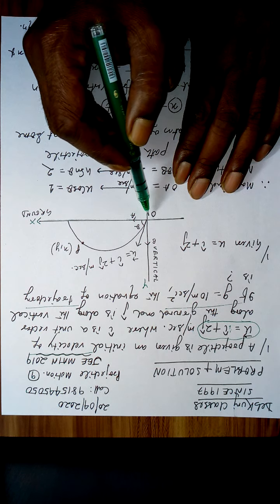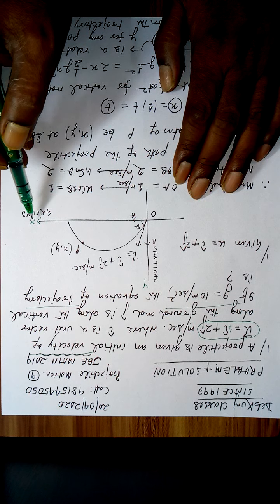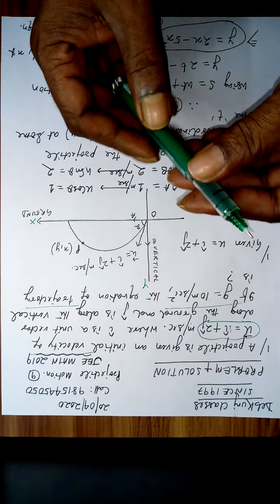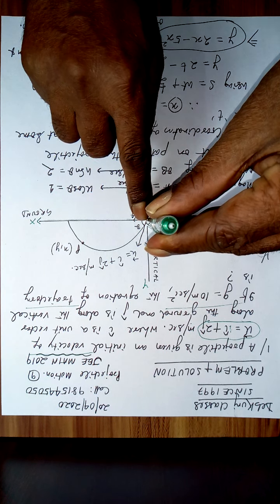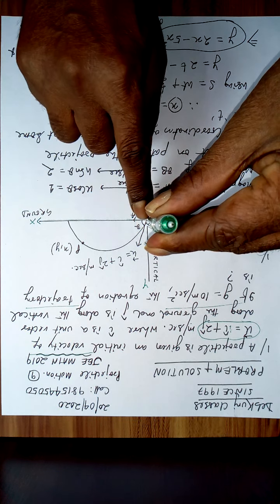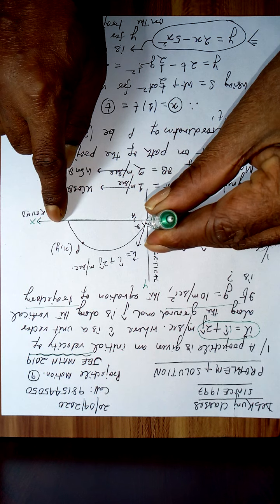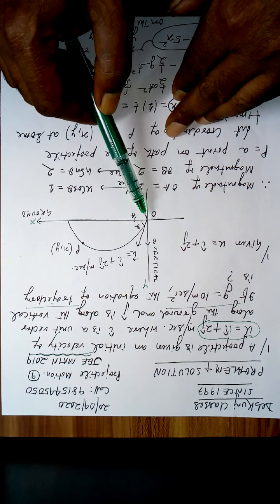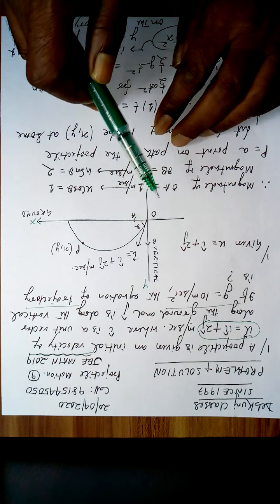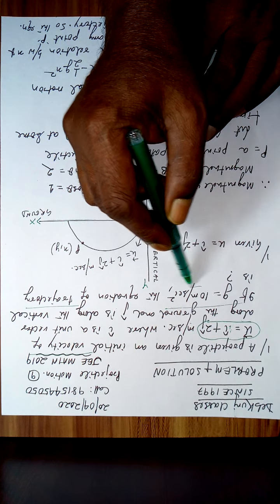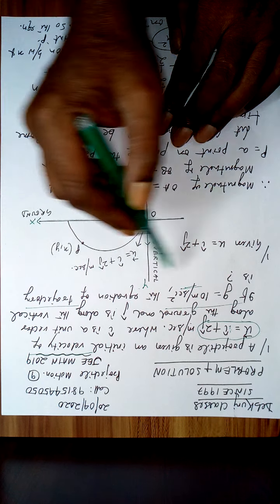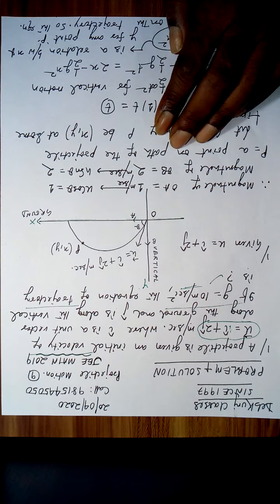Actually the ground is like this. The y-axis is actually like this. It means the projectile is traveling like this, but on paper I have to show the y-axis like this. If g is equal to 10 meter per second square, what is the equation of the trajectory?